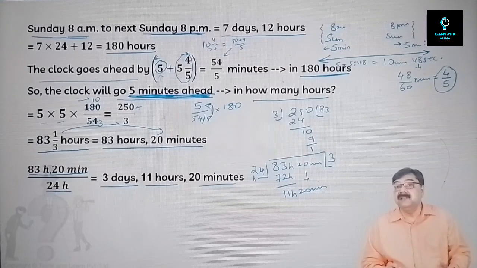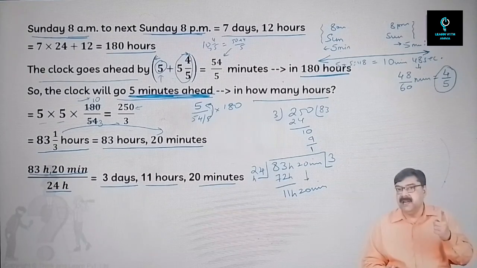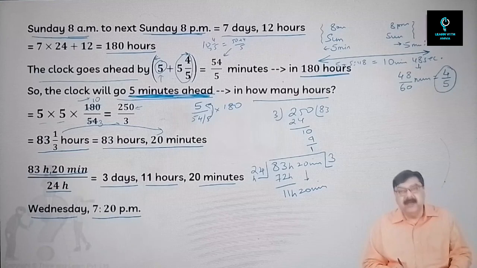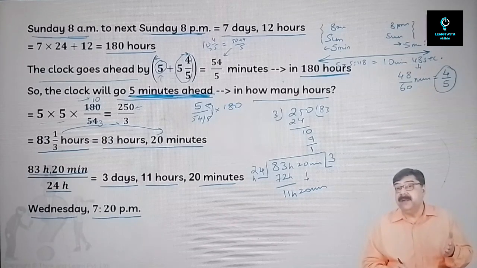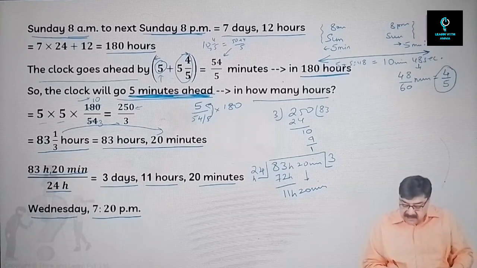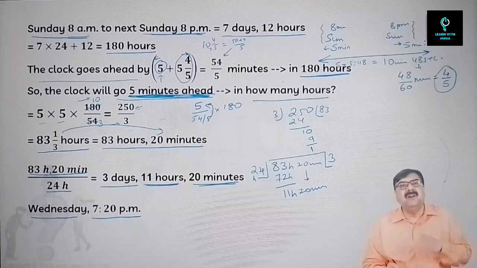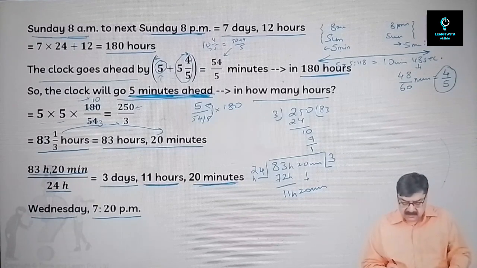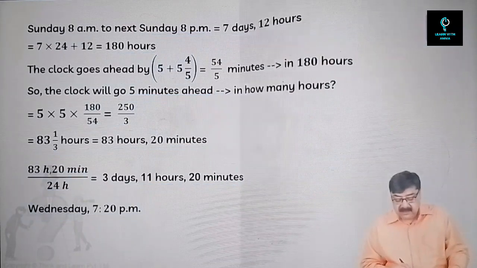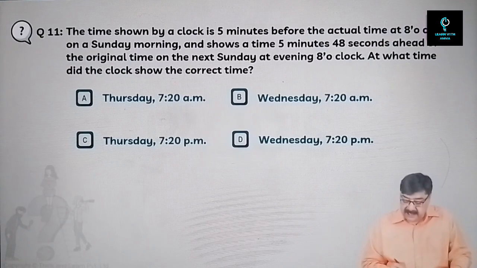Now which is the third day from Sunday? Monday, Tuesday, Wednesday. So Wednesday at 7:20 p.m. If it would have been 12 hours, then it will become 8 p.m. But it is 11 hours and 20 minutes, that is 40 minutes before 12 hours. So hence, Wednesday 7:20 p.m. shall be our correct answer, which is given to us in choice D.